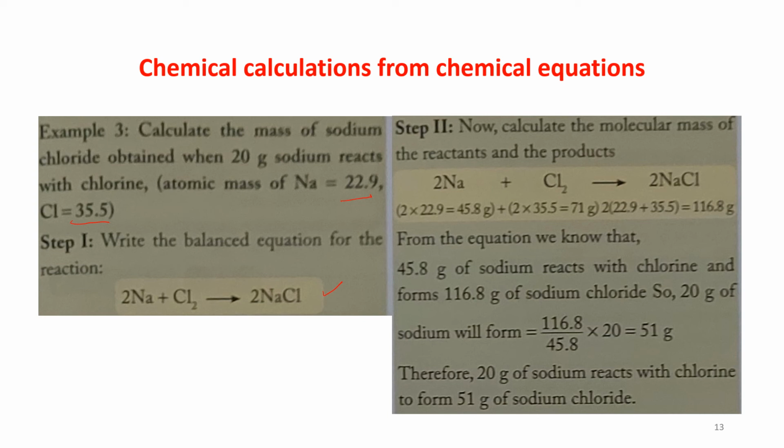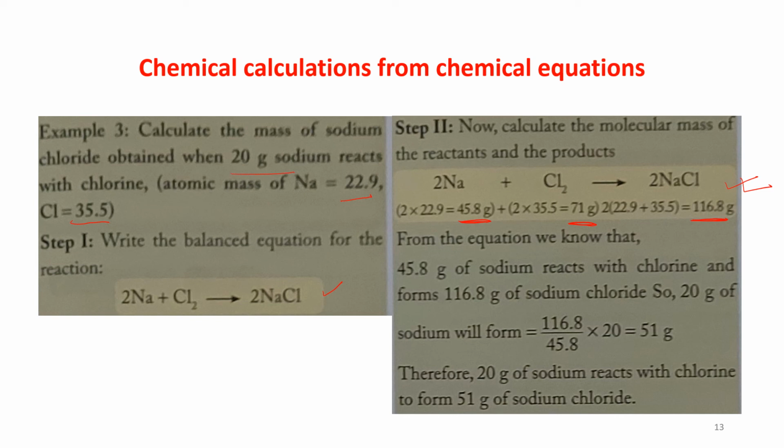So the molecular mass calculation is shown here. Sodium is 45.8 gram is coming. Cl2 is coming 71 gram and 2NaCl is coming 116.8 gram. Now, from the equation, you have to find out the mass of sodium chloride, when 20 gram of sodium is reacting.